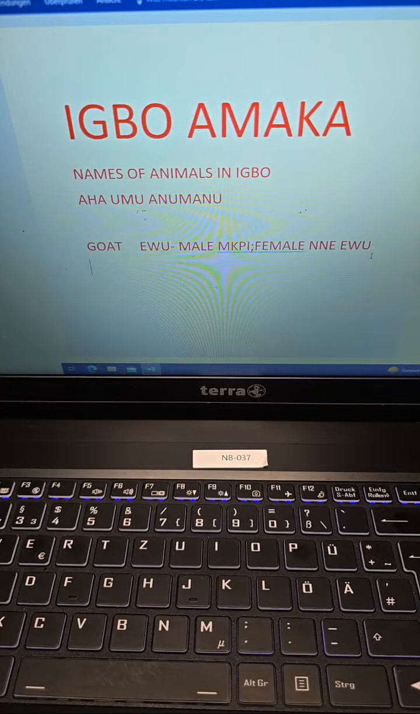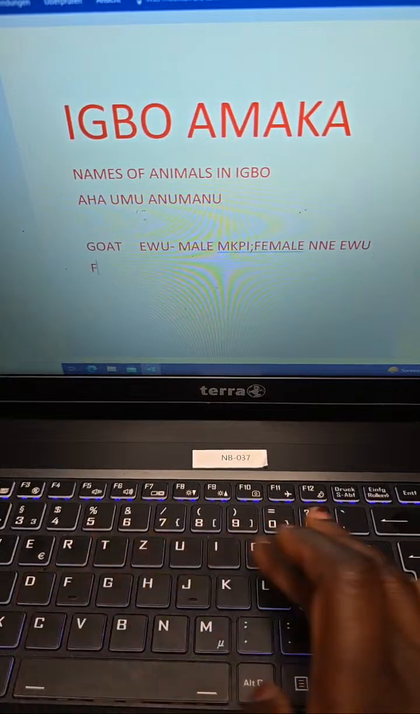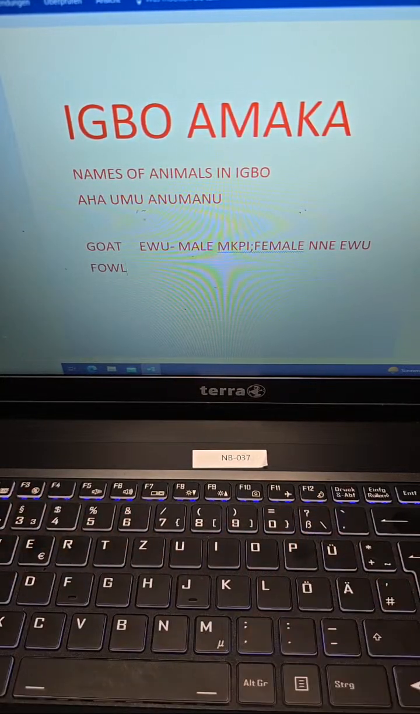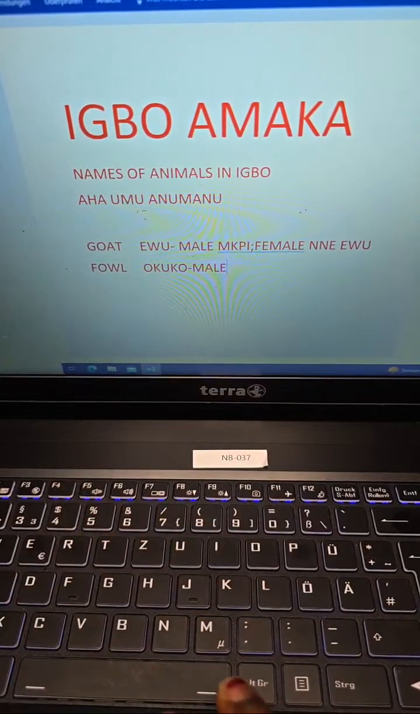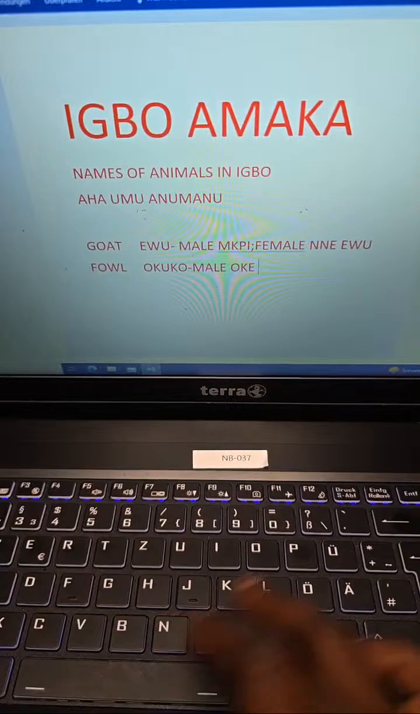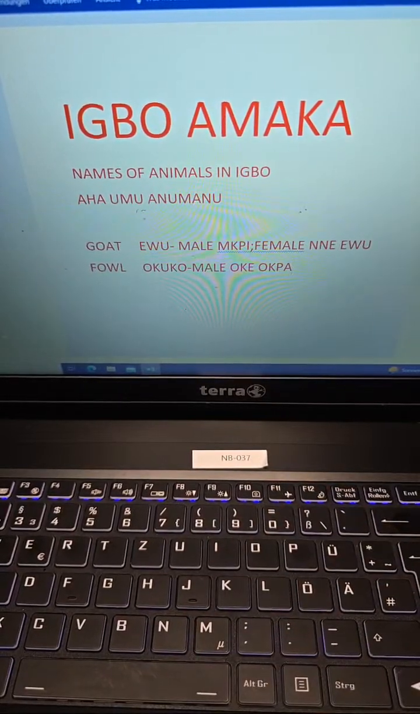Then another set of animal is the fowl. The fowl is known as ọkụkọ. The male of ọkụkọ is known as oke ọkpa. Ọkụkọ nke nwoke wụ oke ọkpa. The male ọkụkọ is known as oke ọkpa.